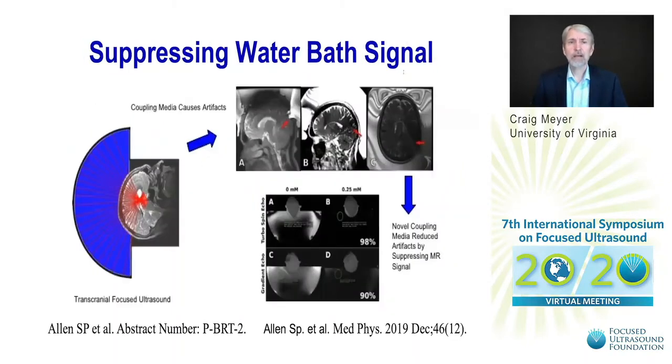Lastly, I'd like to go back to the water bath. This is also work by Stephen Allen. The idea here is to dope the water bath by adding iron oxide nanoparticles, which suppresses the signal that comes from the water bath. You can see in the lower right that the water bath shows up brightly without the nanoparticles, but with the nanoparticles, the water bath signal is largely suppressed, thus reducing artifacts and allowing a smaller field of view. Stephen will present this work as well at the symposium.